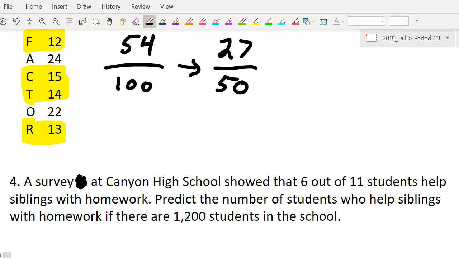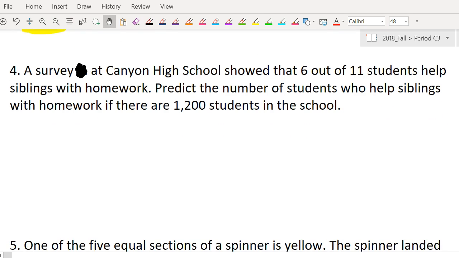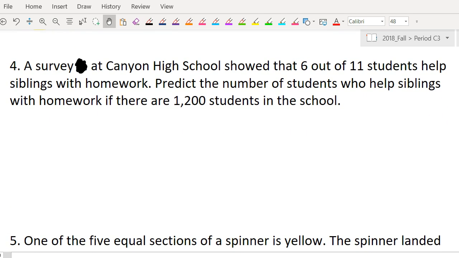A survey at Canyon High School showed that 6 out of 11 students help siblings with homework. Isn't that nice? Predict the number of students who help siblings with homework if there are 1,200. So yes, you could do this in your head, but you're not going to because you have to show your work. 6 out of 11 equals question mark over 1,200.